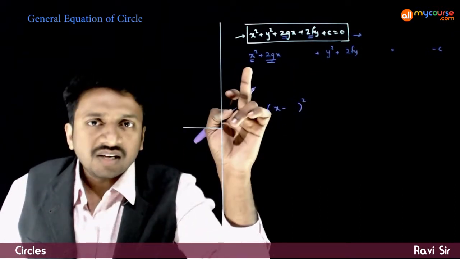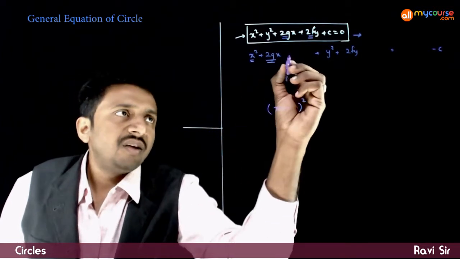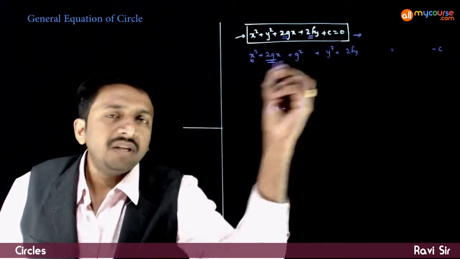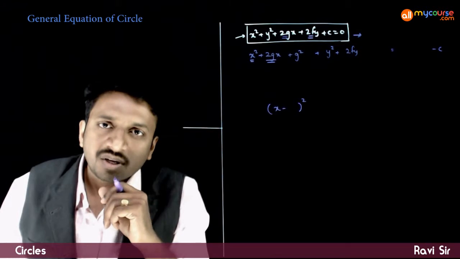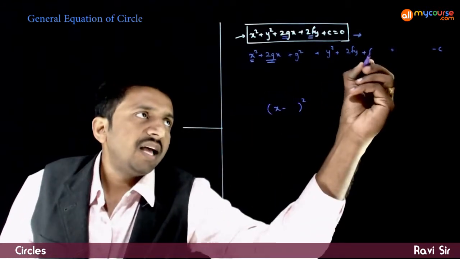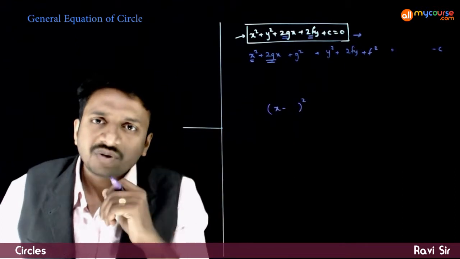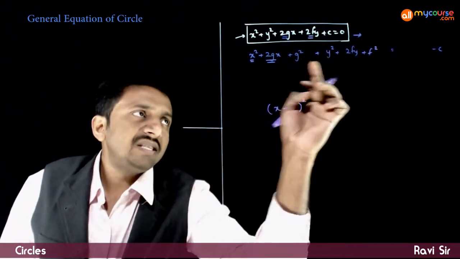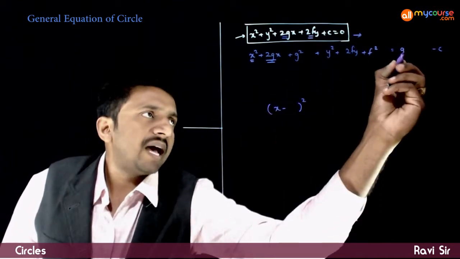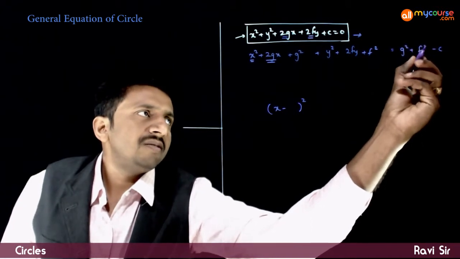So you have x square plus 2gx. If you have a g square term here, this becomes a perfect square. And if you have an f square term here, these three terms become a perfect square. So if you add g square and f square here, you also have to add them on this side.